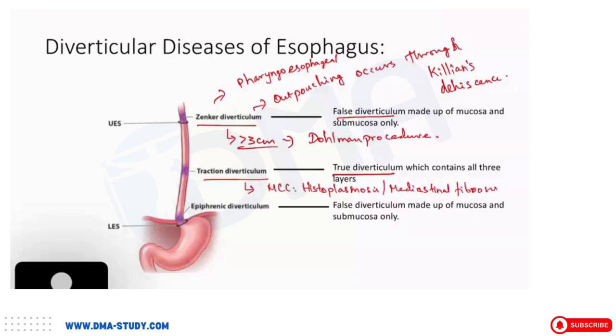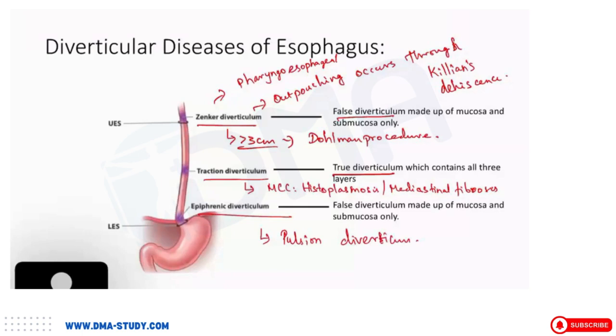Investigation for all the outpouchings is lateral view barium swallow. Surgery is indicated only if more than 2 centimeter. You will do diverticulopexy. And the epiphrenic or lower esophageal diverticulum is a pulsion diverticulum, which is mostly on the right side. The surgery is the same, required only if more than 2 centimeters.